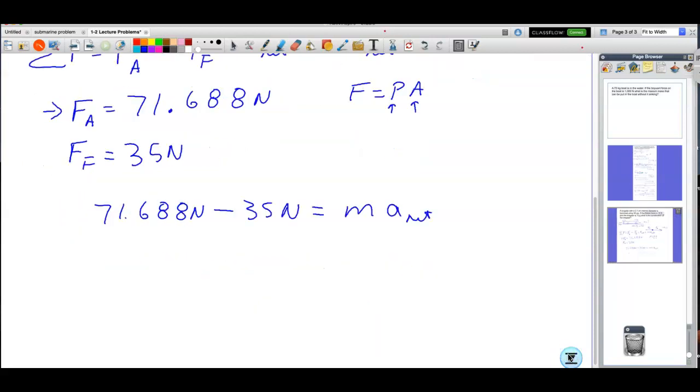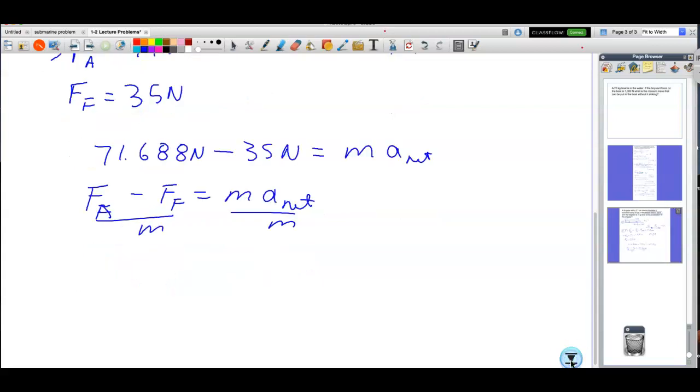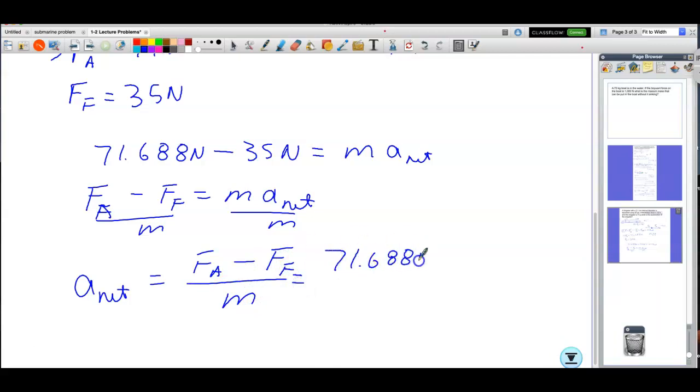But we can do it all at once. Let's go back to our formula. Let's say the force of the air minus the force of friction equals the mass times the acceleration net. So I can just divide both sides by the m. So that'll tell me that the acceleration, that's the net acceleration, is the force of the air minus the force of friction all over the mass. So the force of the air, again, that was 71.688 newtons minus the force of friction, 35 newtons, all over our mass.